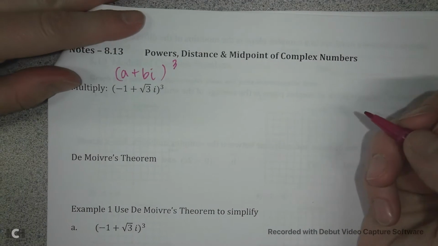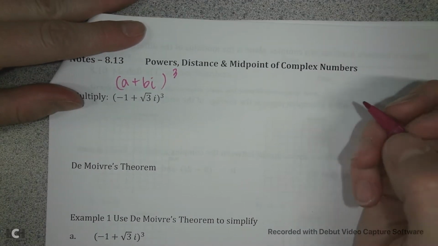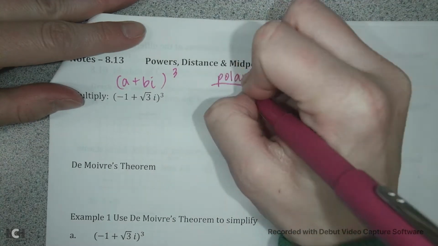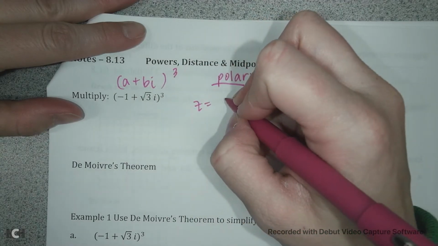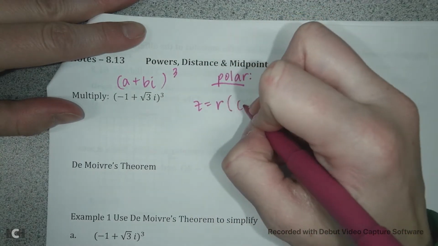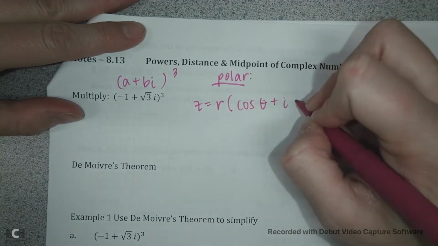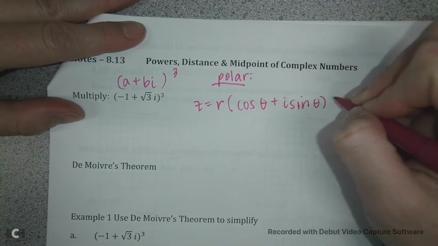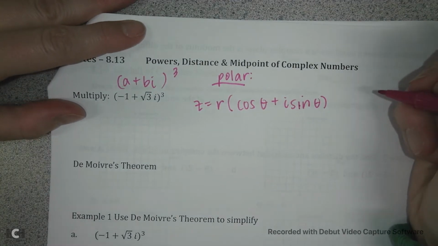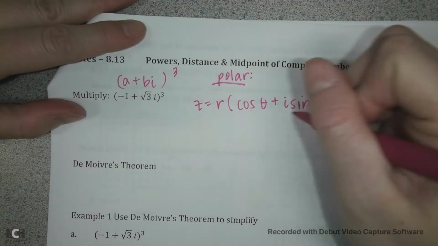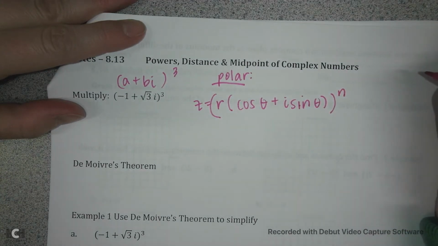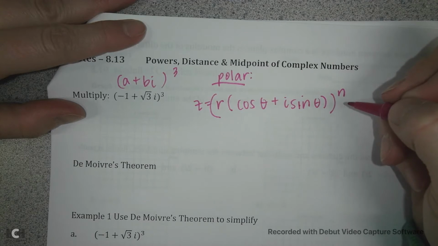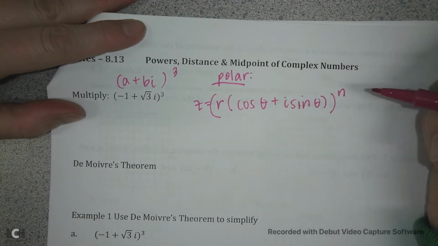So if you remember our formula from yesterday, we did the polar form, and that's what you need for de Moivre. The polar form was z equals r times cosine of theta plus i times sine of theta. But now we're going to change it a tiny bit because we actually have an exponent on this. What we're going to do is distribute this exponent to all of the things on the inside, but it looks a little bit different when we get to our sine and cosine.